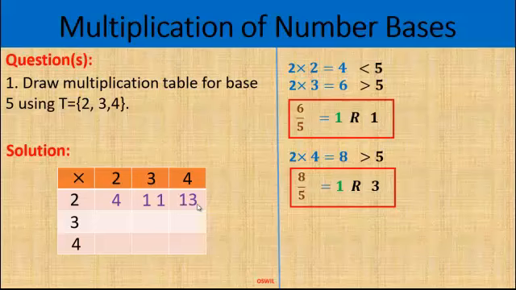That is not 13. The first one is not 11. We are talking of base 5. So when you say 11, it's greater than 5. But when you say 1, 1, it's different. When you say 1, 3, it's also different.